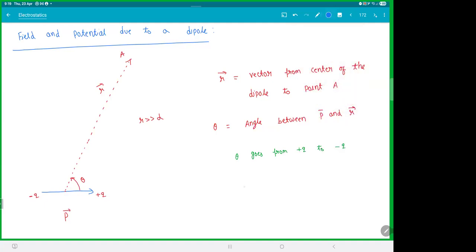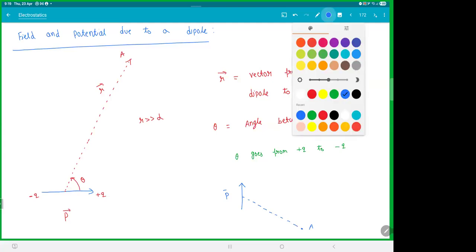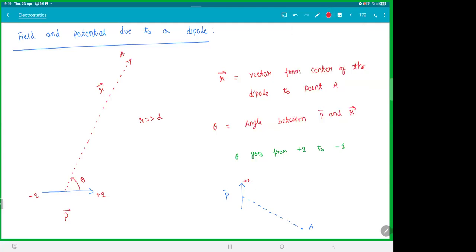For example, let's say someone tells you this is a dipole P bar, and they give you some point A, and they ask you what is the angle between them. So this was your plus and this was your minus. So the angle has to be measured this way. This is theta. Okay with this? If your dipole is placed in some weird position, sometimes people get confused about how to take theta. So that is how you take it. All clear with this? Now we are trying to find the field at some arbitrary point A due to this dipole.